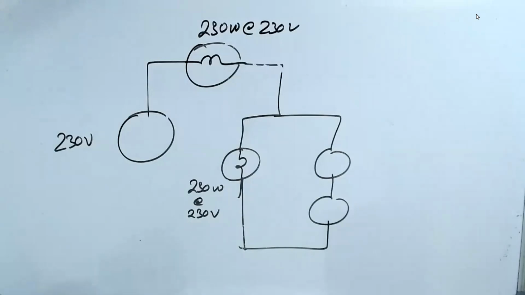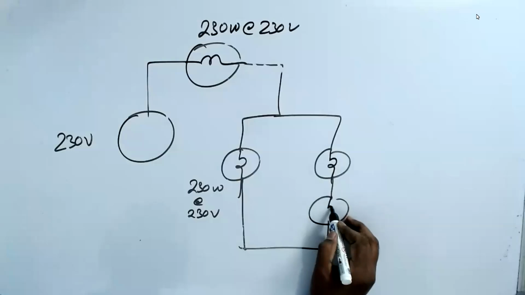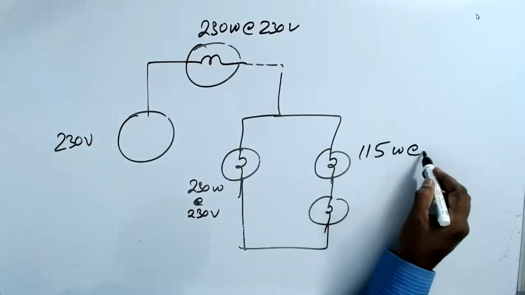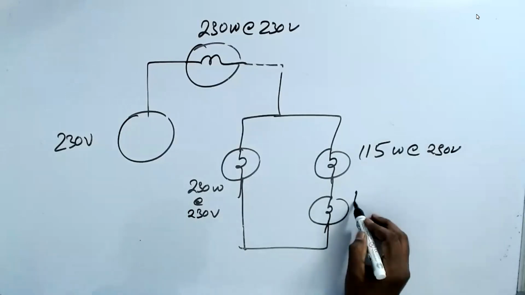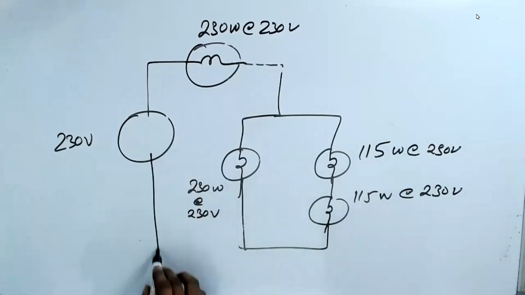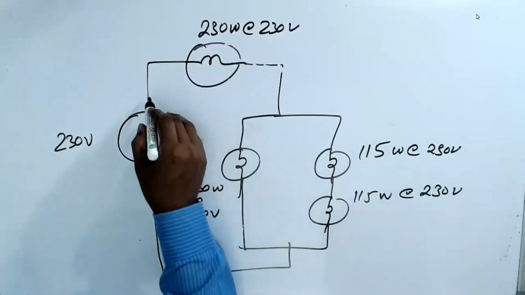Okay. Now there's a bulb. And this is 115 watts at 230 volts. Now tell me what is the current? I is how much?